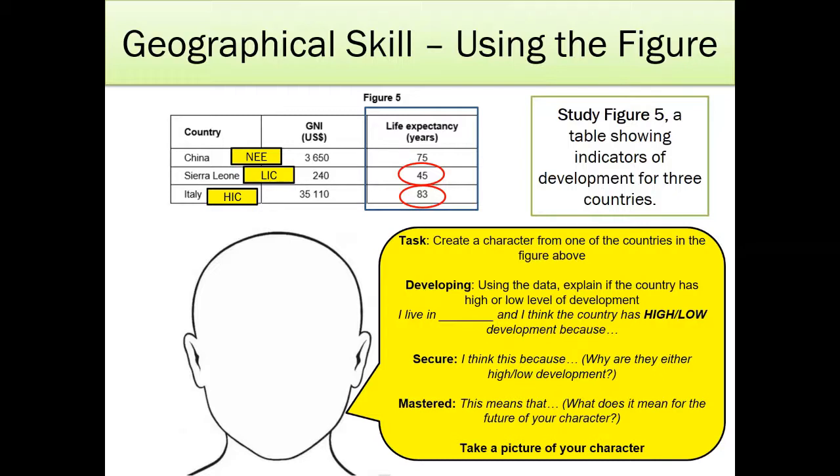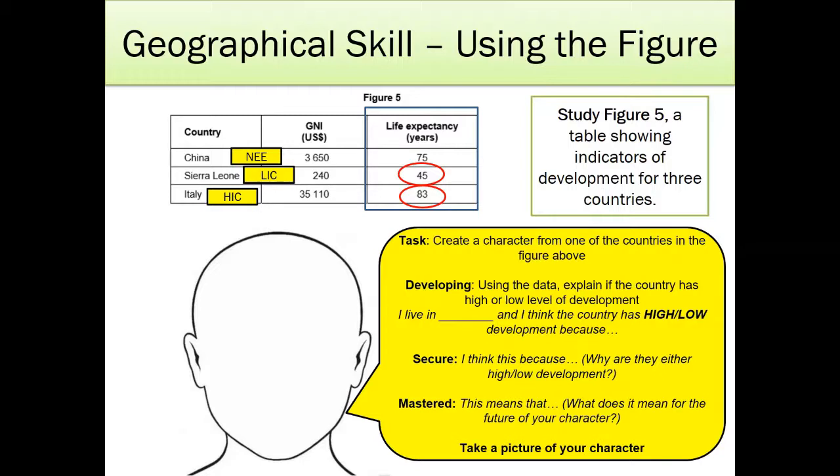So I've given some sentence starters. For developing, you're going to say, I live in, so let's say, for example, I live in Italy. I think the country has a high or low level of development. So you'll probably say high level of development because, and you just tell me why. That's where you could tell me which indicator you're using. So if you're going to talk about life expectancy, because they have a high life expectancy of this, okay? For secured, you're going to add this sentence: I think this because.